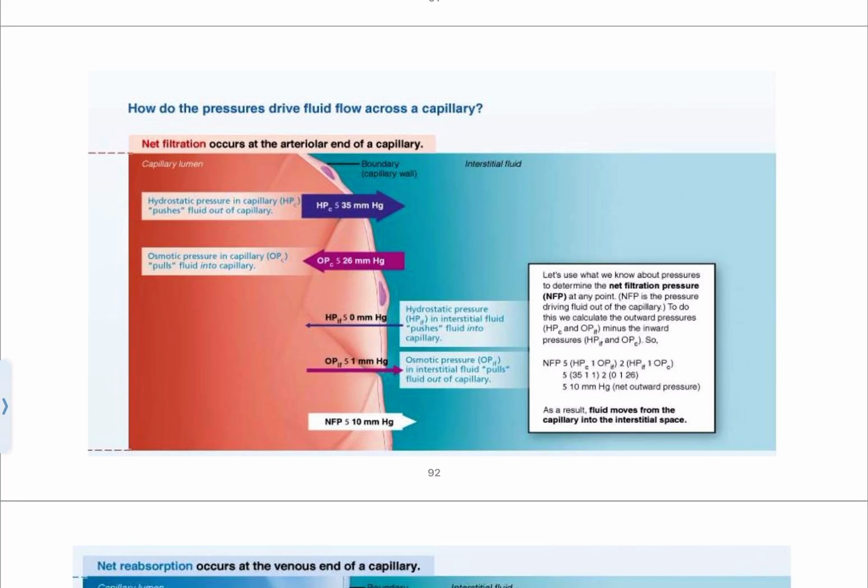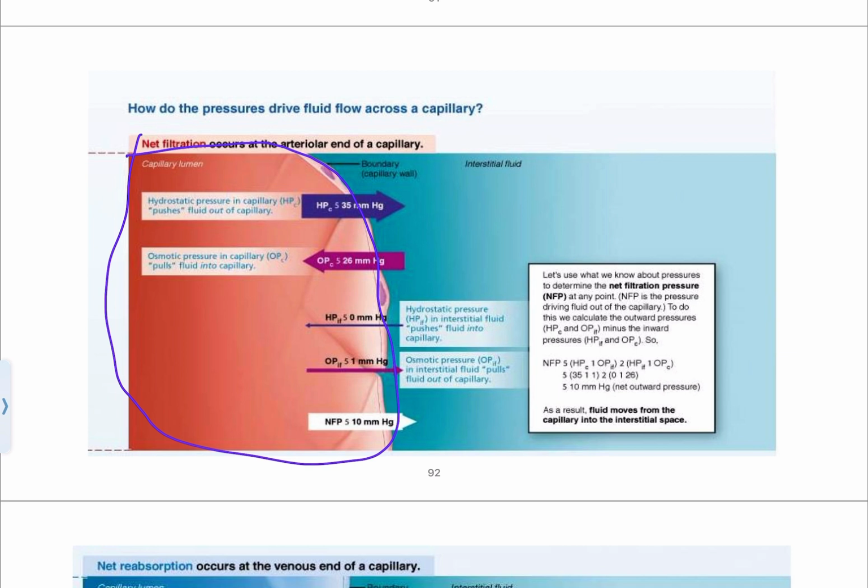If this is the inside of our capillary here in red, you can see the pressures that are trying to push the fluid out. So the hydrostatic pressure in the capillary, or the pressure of the fluid itself pushing against the wall, is an outward force. Opposing it is the osmotic pressure in the capillary, so the pull of fluid back into the capillary because of the high concentration of proteins.